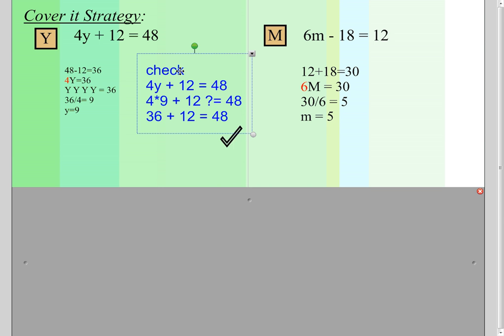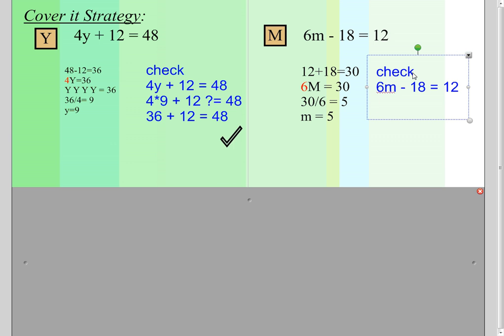Last thing I want to do is check and make sure that it is correct. So I just come back to my equation, 6m minus 18 equals 12. So I want to know, does 6 times 5 minus 18 equal 12? Well, 6 times 5 is 30. 30 minus 18 would be 12. So I know that I have done it correctly. Check it off. That's one strategy. That's the cover-up strategy.